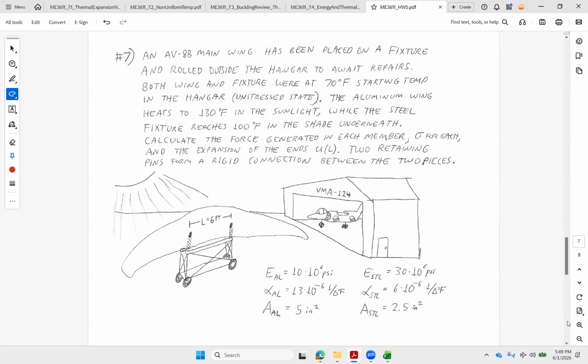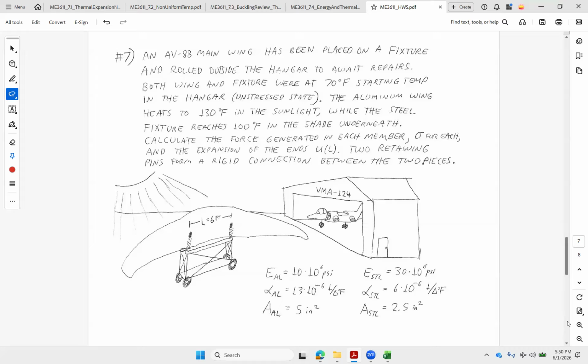Well, while we were out to lunch and all through the morning, the sun heated up the wing to 130 degrees. We started at 70 in the morning. The fixture was still heated up by that muggy ambient air at 100 degrees, but it's shaded, so it doesn't get the direct solar heating. So it's going to have a different delta T on the bottom.